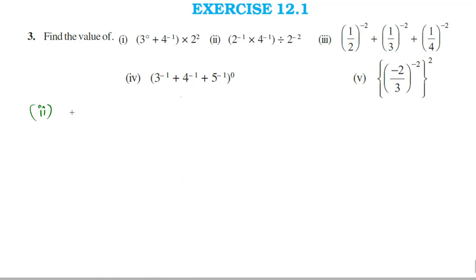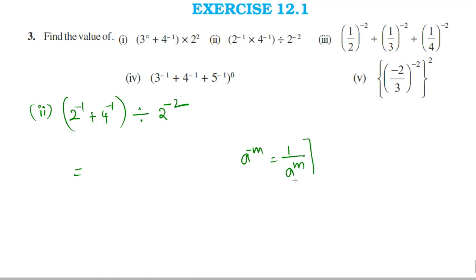Second one, 2 to the power of negative 1 plus 4 to the power of negative 1 divided by 2 to the power of negative 2. We know that a to the power of minus m equals 1 by a to the power of m. This is the identity we need to use here. So 2 to the power of negative 1 will be 1 by 2, plus 4 to the power of negative 1 will be 1 by 4.